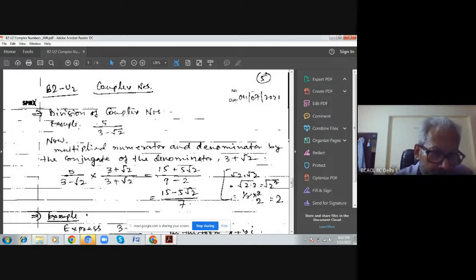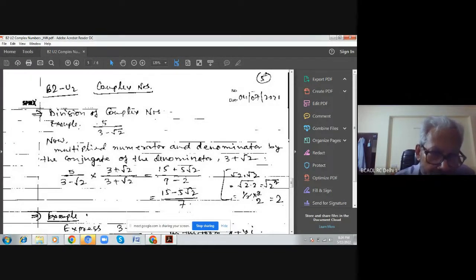Here you see 3 minus root 2, so here it is 3 plus root 2. Same thing, 3 plus root 2. If we cancel all the things, again it is the same thing. Additionally, we have to multiply the numerator and denominator by the conjugate of the denominator. So first you have to identify the denominator, that is 5 by 3 minus root 2. What will be the conjugate of this? The conjugate is always with the sign changed, so the conjugate is 3 plus root 2.